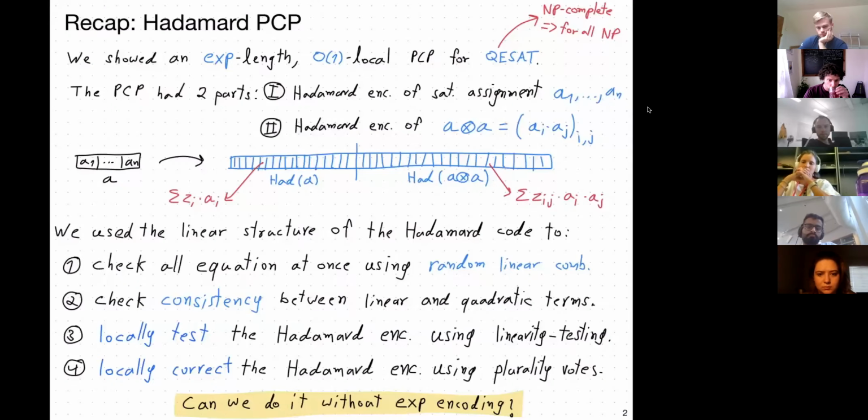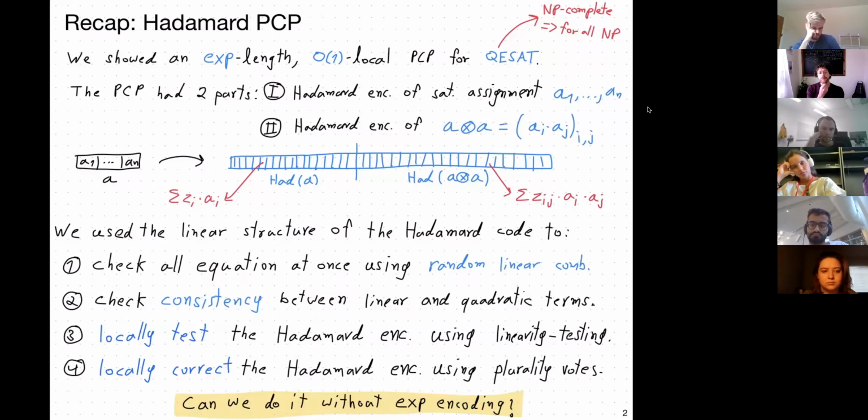Okay. So, that's a 2-slide recap of what we've done in the beginning of this week. So we had the Hadamard PCP. I won't go into many of the details, but the main idea is that we focus on this particular NP-complete problem, that of satisfying a set of quadratic equations. And we had a PCP using the Hadamard encoding, and we encoded both the assignment and the tensor product of the assignment, so we can deal with quadratic terms.